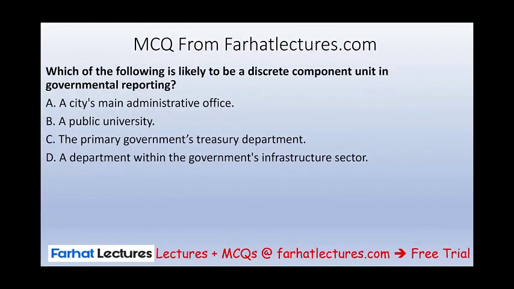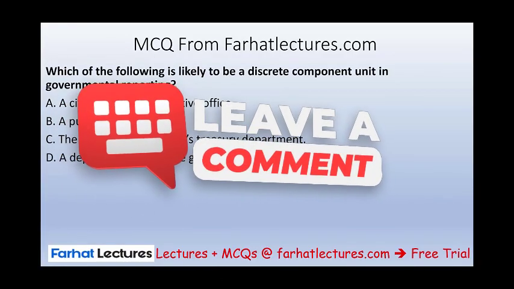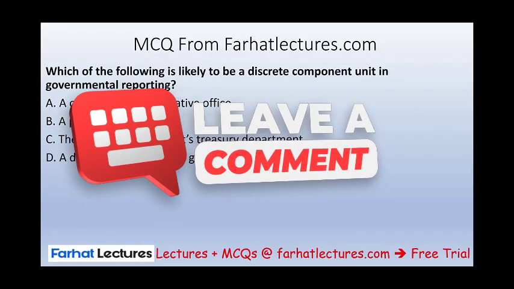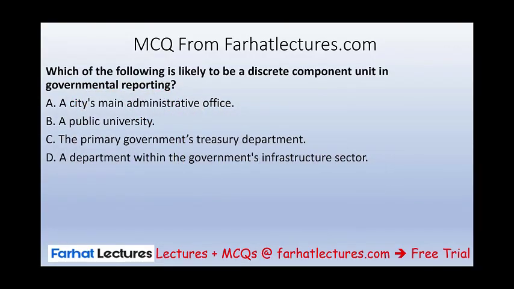Let's take a look at this multiple choice question from farhatlectures.com. Which of the following is likely to be a discrete component in governmental accounting? When we say discrete component, it means it's reported separately. What do you think? The city's main administrative office. Do you think the city needs an administrative office? Yes. Do you think that's part of the government's integral units? Absolutely. They're an integral part of the government. They need an administrative office. So I would say that will not be reported as a discrete. The city main administrative office will be part of the blended governmental activities.